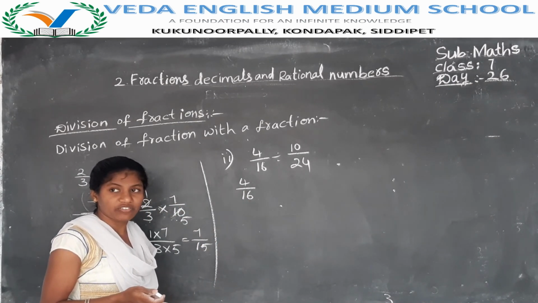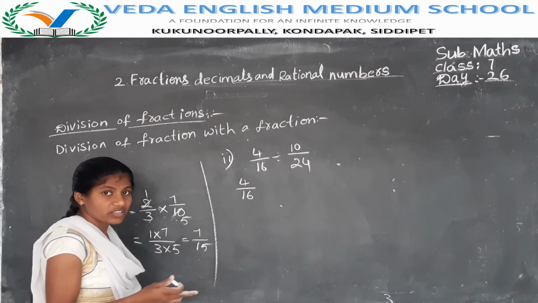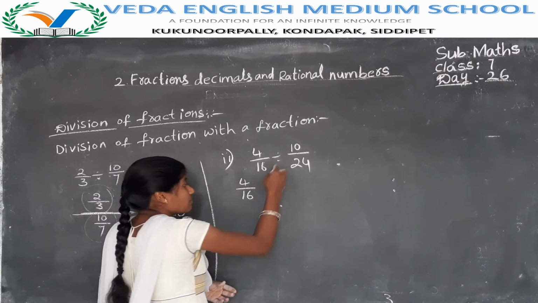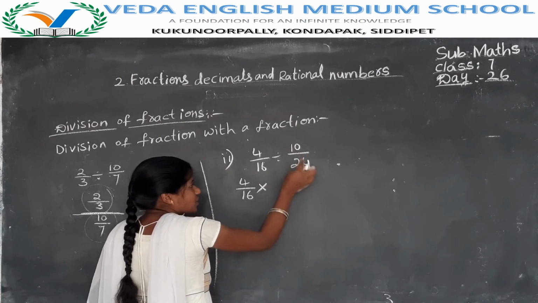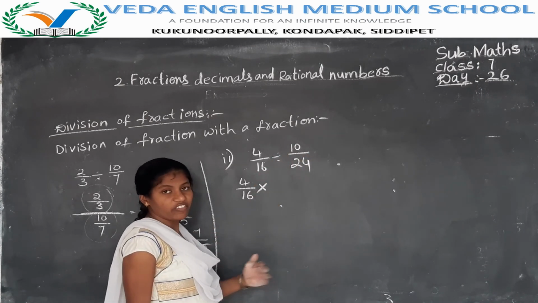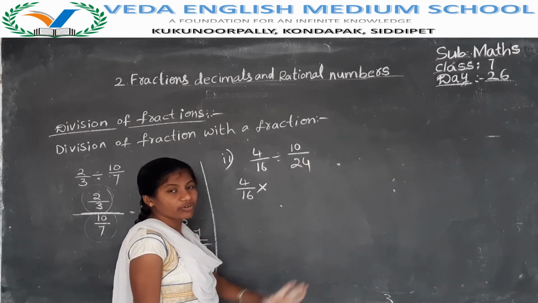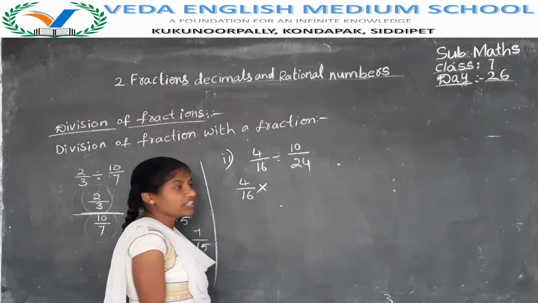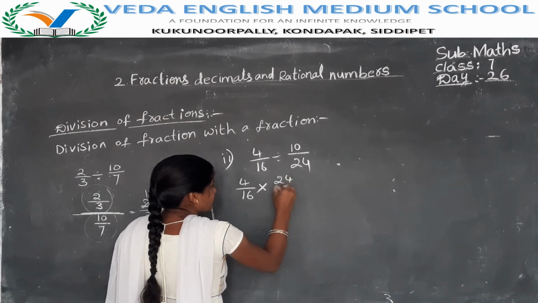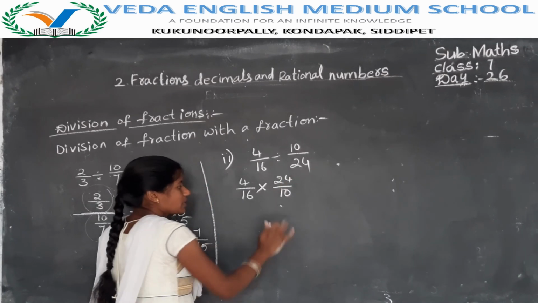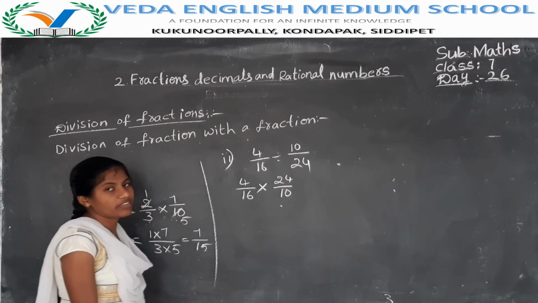What will happen in division of fractions? While you are doing division, the symbol will change and the second fraction will be reversed. For the second fraction we have to write the reciprocal. What is the reciprocal form of 10 by 24? The reciprocal form of 10 by 24 is 24 by 10.